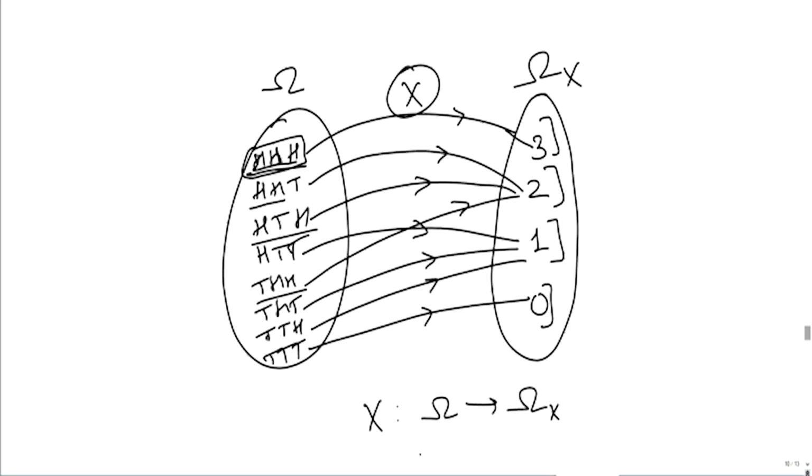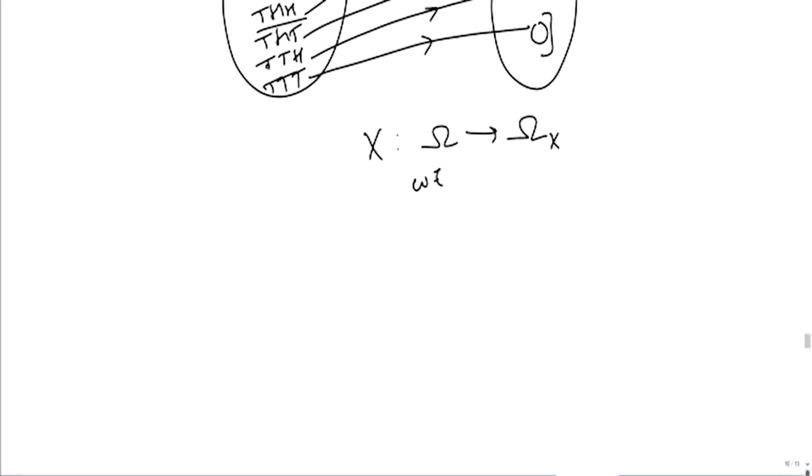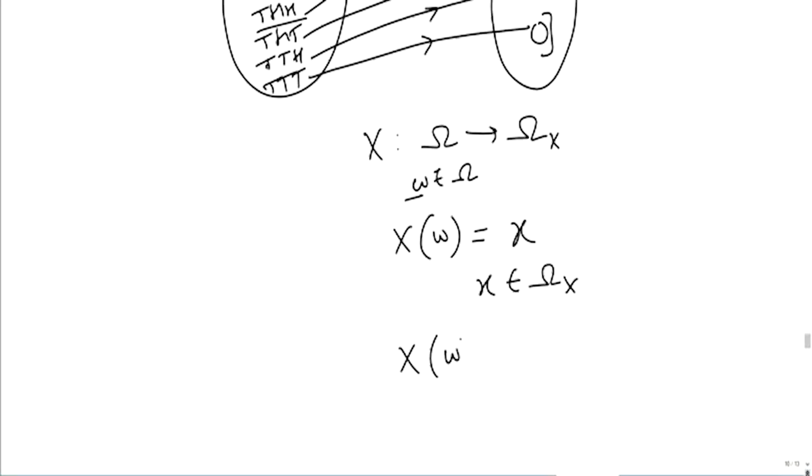Such that, if small omega is an element of your original sample space capital omega, then X of omega equals small x, such that small x belongs to omega X. And how exactly does it work? That depends on how you define this function.